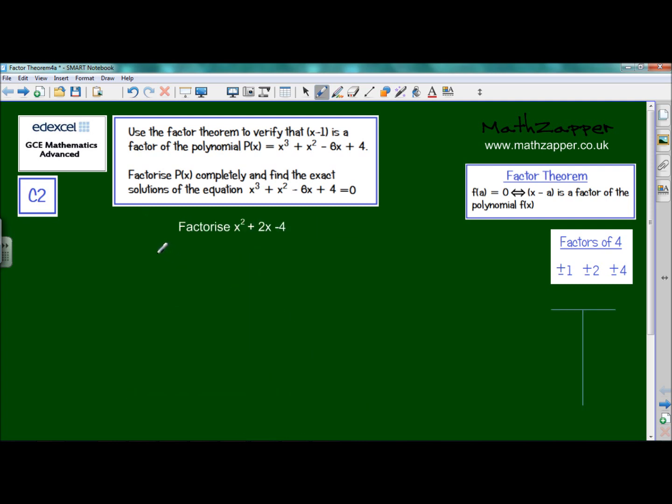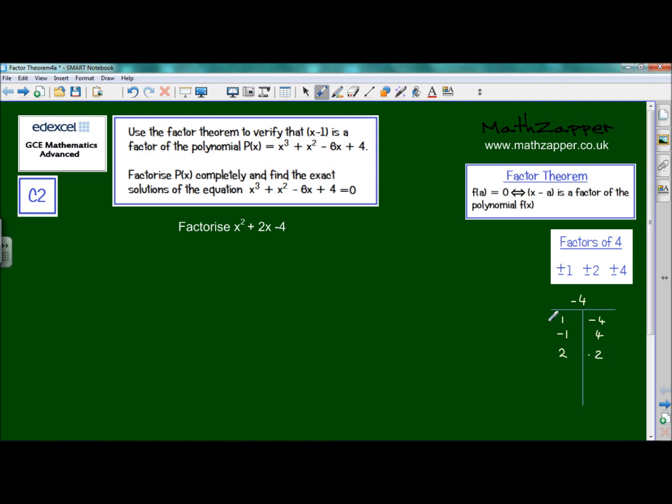And so now we've got to factorise x squared plus 2x minus 4. Well, we know if there are any integer values which are factors, we will have to multiply the coefficient of x squared by the constant. So 1 multiplied by minus 4, we need to look for the factors of minus 4, which are 1 multiplied by minus 4, minus 1 multiplied by 4, and 2 multiplied by minus 2.